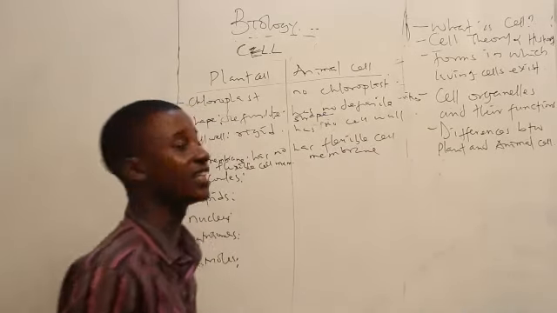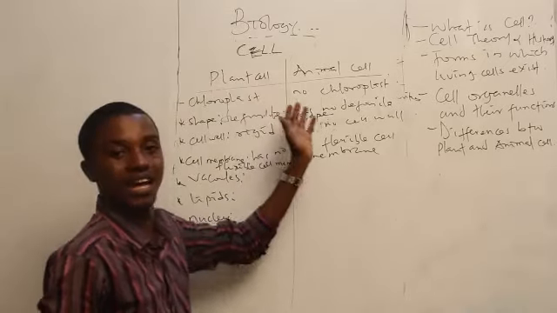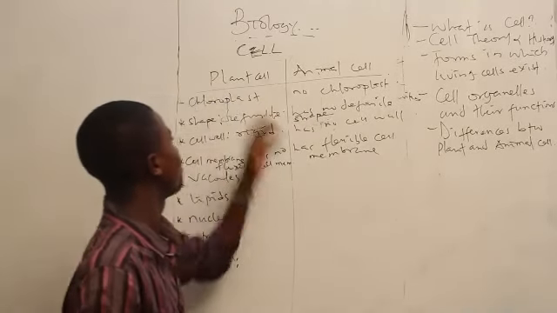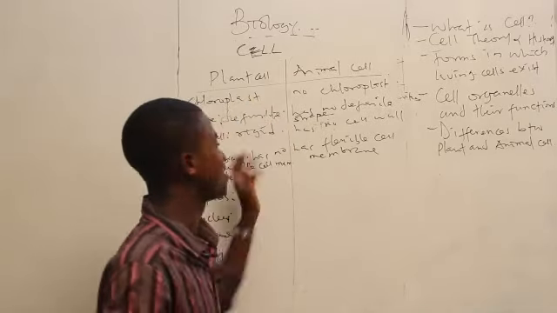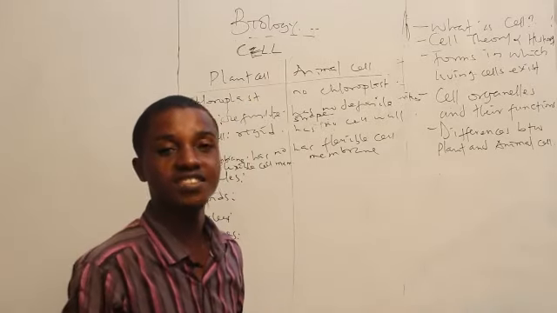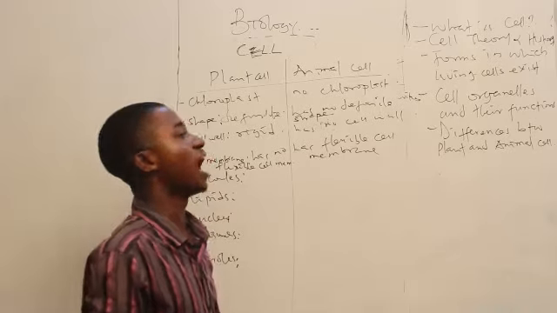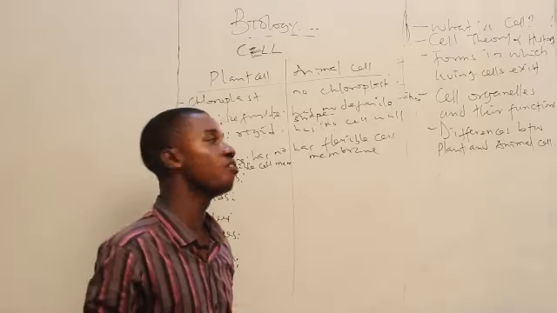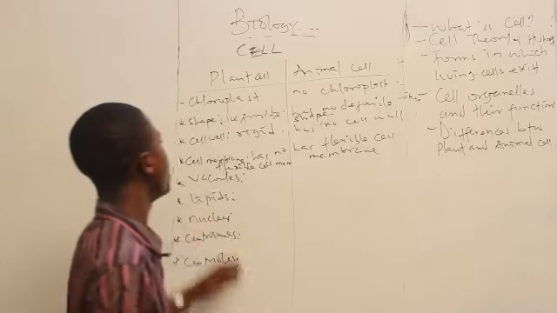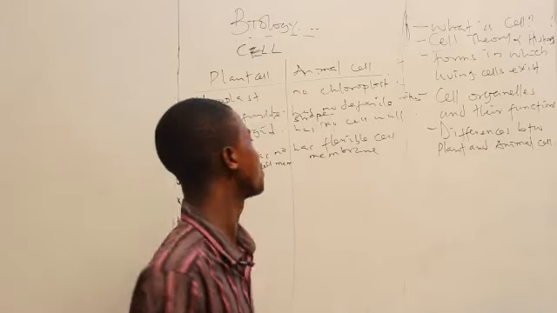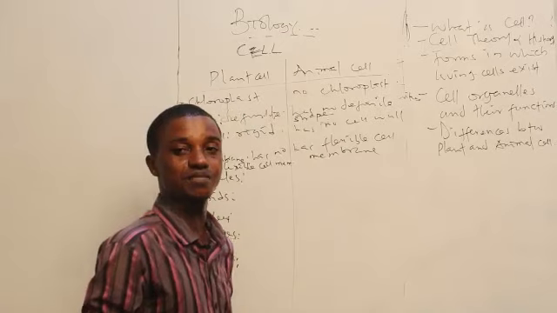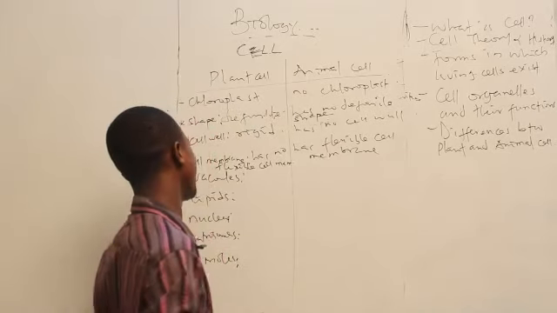Now let's take a look at it again from the beginning. Plant cell has chloroplast. Animal cell does not have. Plant cell has a definite shape. Animal cell does not have a definite shape. The cell wall of plants is rigid. The cell wall of animal is absent. Animal by extension has no cell wall. The cell membrane of plant cell is absent. It has no flexible cell membrane. Animal cell has cell membrane and it is flexible.